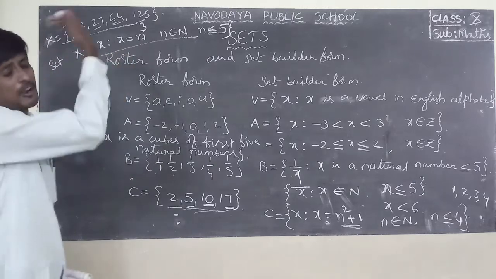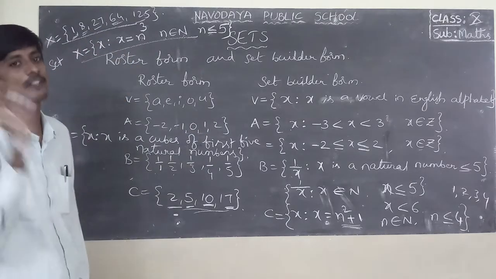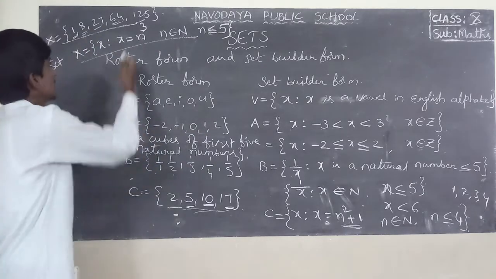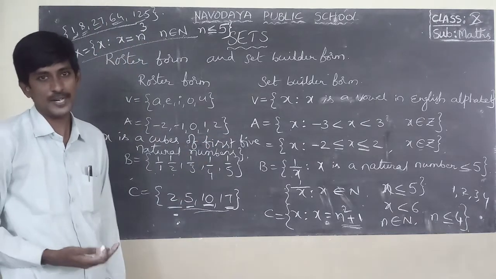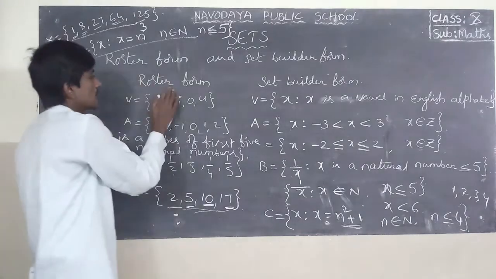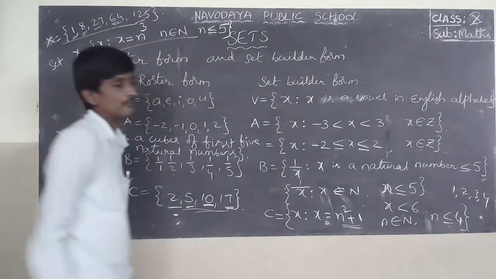What is the general form of the given roster form? You write like this: this is n cube, the general form. This is the sentence, the words. This is the roster form and the set builder form.